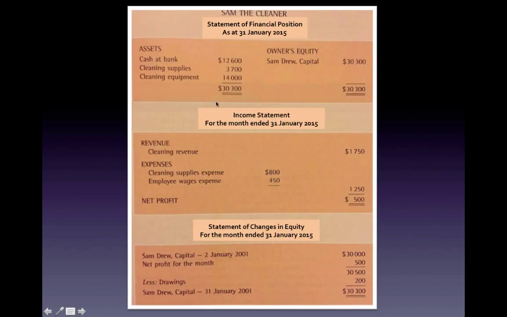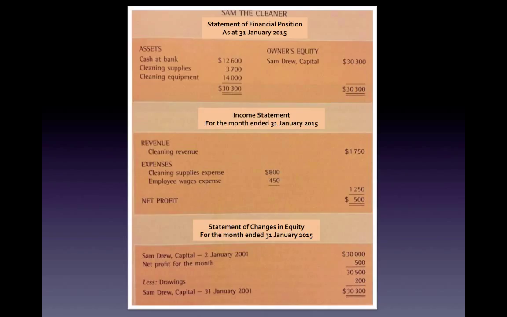Now, it is time that I introduce you to a second statement. This is the statement called the income statement. In this income statement, we record all the revenues and expenses that are generated for that particular period for that business. So if you recall, the total revenue earned by Sam when he made the two services was 1,750, and the two expenses were the supplies that had been used and the paying of the wages to his employee.